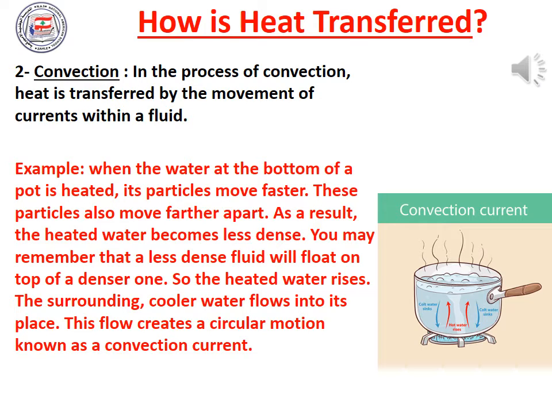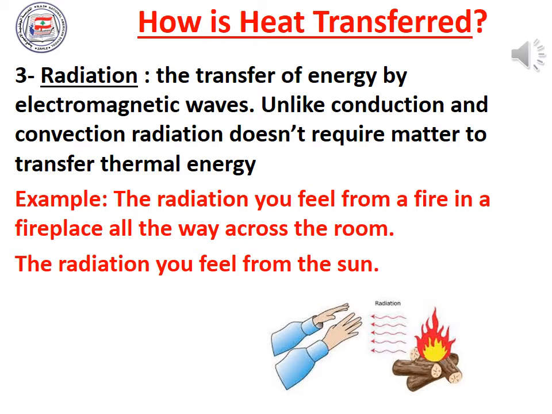This flow creates a circular motion known as a convection current. So this is what we mean by convection. It is when heat is transferred by the movement of currents within a fluid, and this is called a convection current. As you can see in the figure in front of you, the hot water rises and the cold water goes down. The third and final way in which heat is transferred is called radiation.